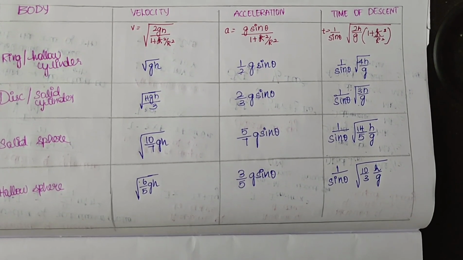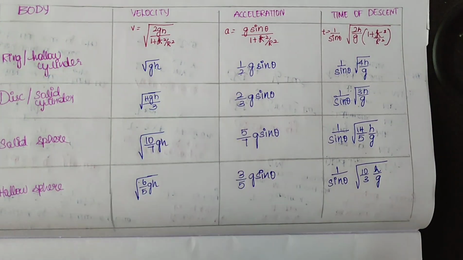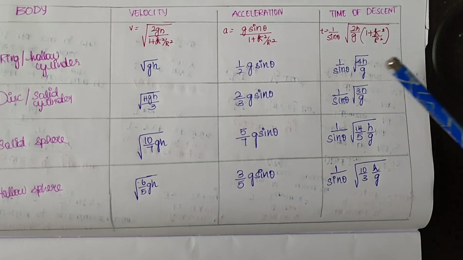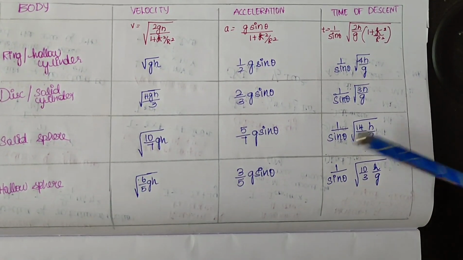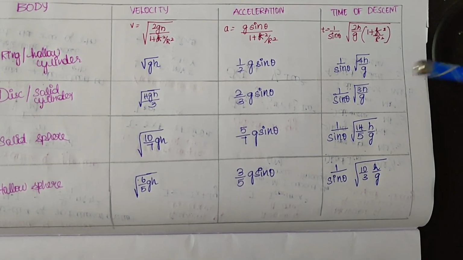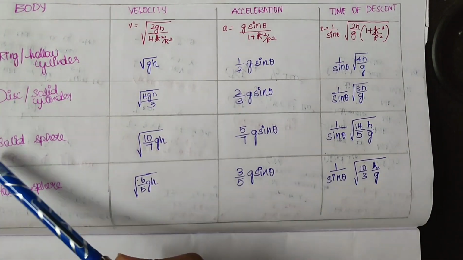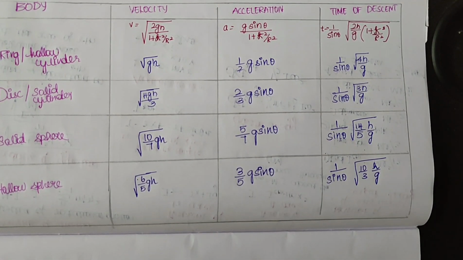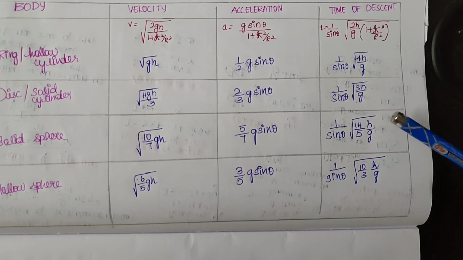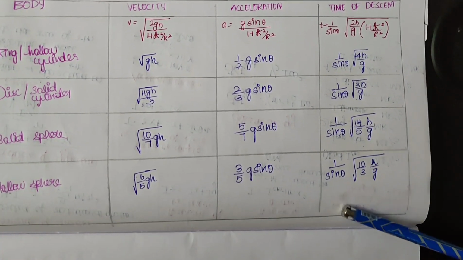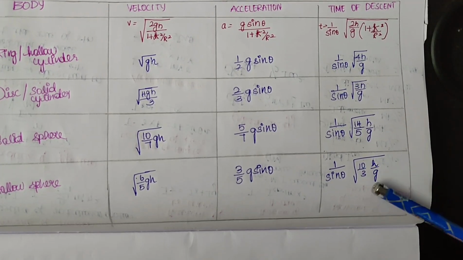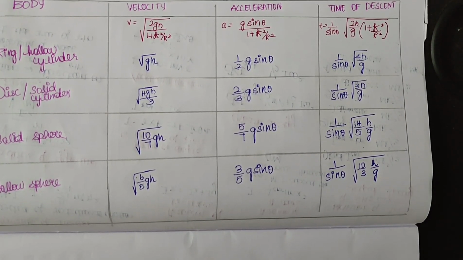Let's repeat it again. You also say with me. For ring or hollow cylinder, it is 1 by sin theta root of 4h by g. For disc or solid cylinder, it is 1 by sin theta root of 3h by g. For solid sphere, 1 by sin theta root of 14 by 5 into h by g. For hollow sphere, 1 by sin theta into root of 10 by 3 into h by g.